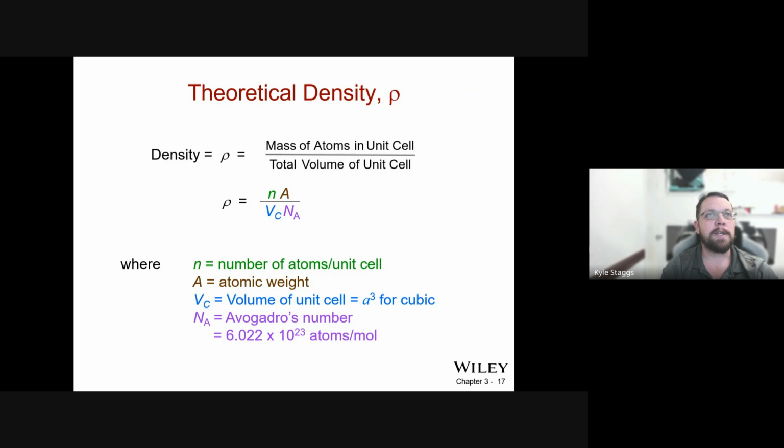The theoretical density is represented by the mass of the atoms in the unit cell divided by the total volume in the unit cell. Any guesses as to why this is a theoretical number? We've used the term that's the key for this, but any guesses as to why this is a theoretical density instead of the true density of the actual material?